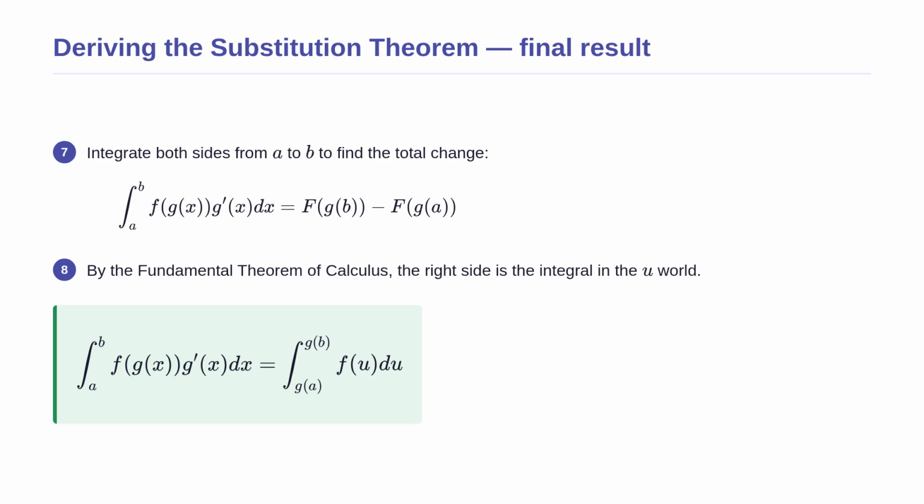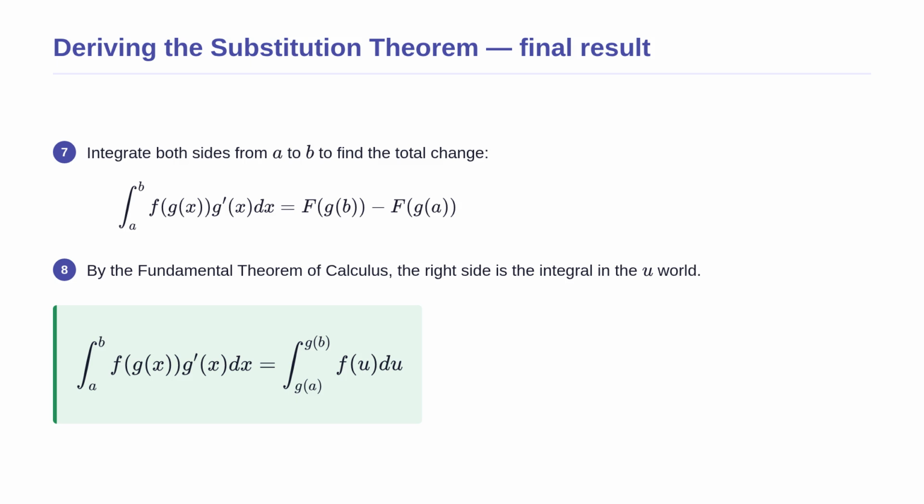We are ready for the final result of our derivation. By the fundamental theorem of calculus, the definite integral of a rate of change is just the total change in its antiderivative. So we integrate both sides from a to b. The left side becomes a complicated integral. The right side becomes capital F evaluated at g of b minus capital F evaluated at g of a.